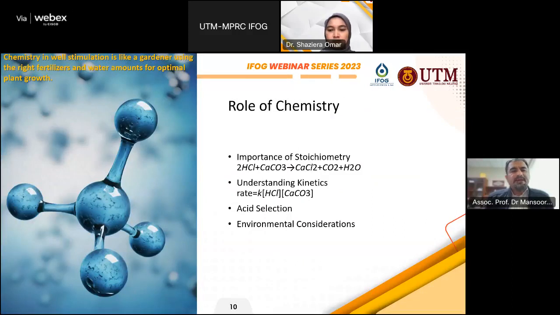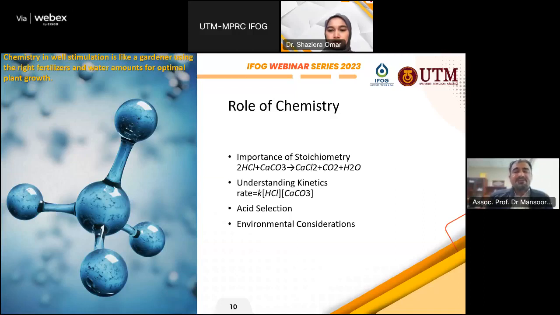Okay, the role of chemistry. We are also going to discuss the pivotal role of chemistry in well stimulation. So firstly, stoichiometry is crucial, it's very critical. It allows us to predict the outcome of the chemical reaction involving well stimulation. By understanding the quantities of reactant needed, we can optimize the process, avoid wastage, and minimize adverse environmental impact.